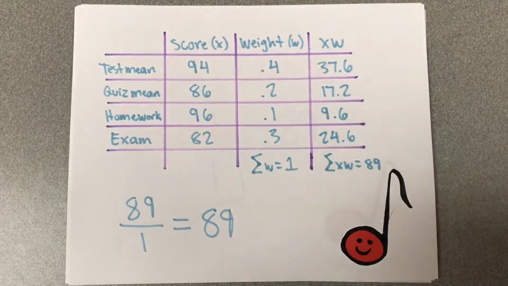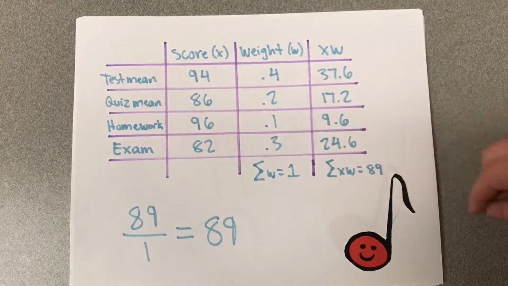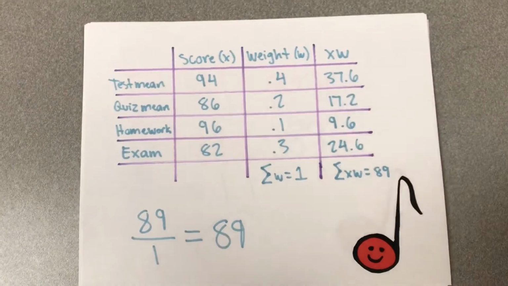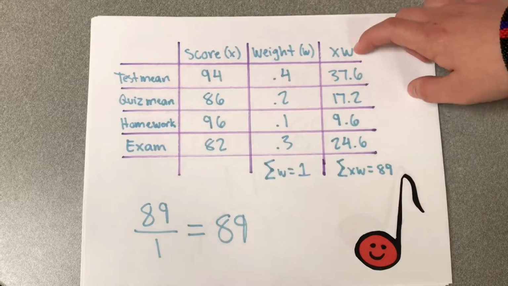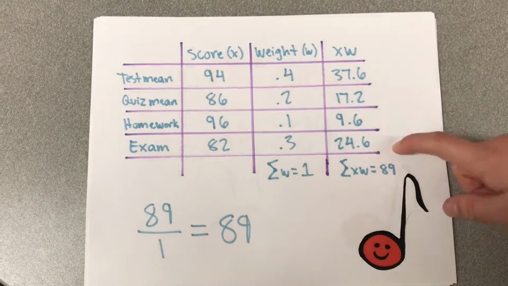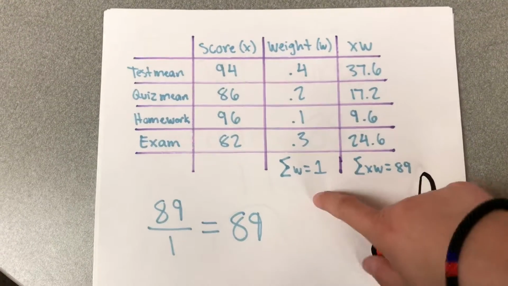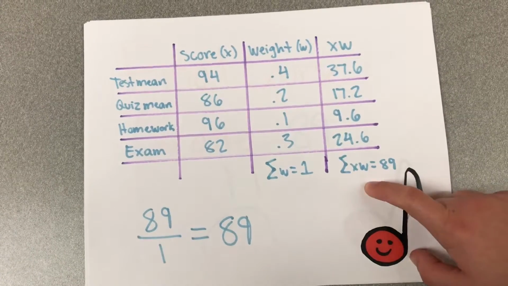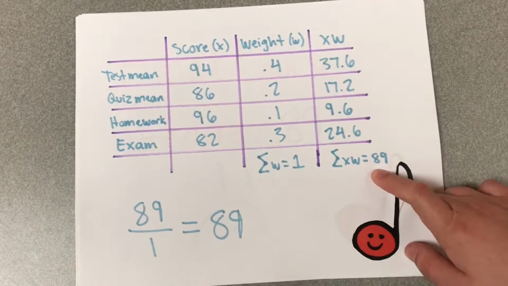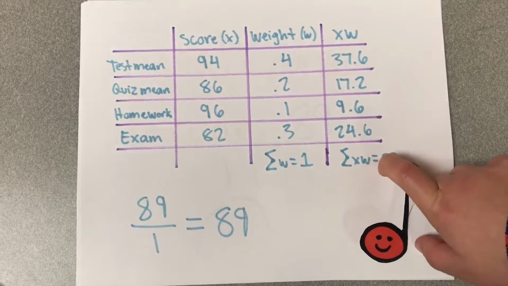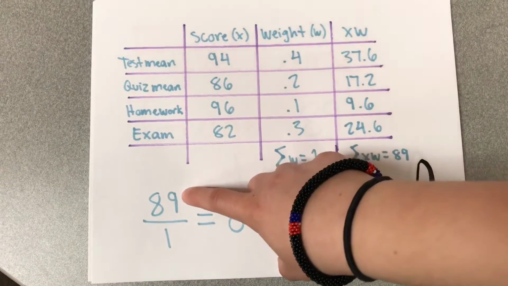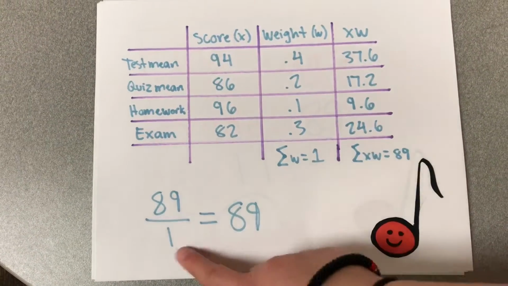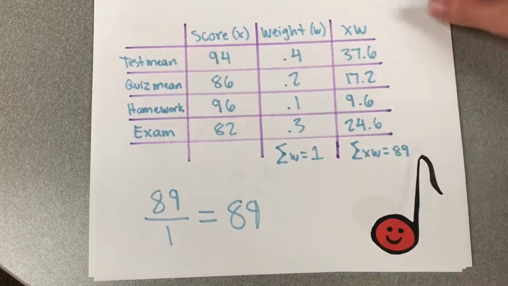Now that we have all of our scores, x, and their weights, w, we need to find the value of x times w, found in this column here. The sum of all of our weights is 1, and the sum of all of our xw values is 89. Finally, we need to divide the sum of our xw values, 89, by the sum of our weights, 1, to get 89.